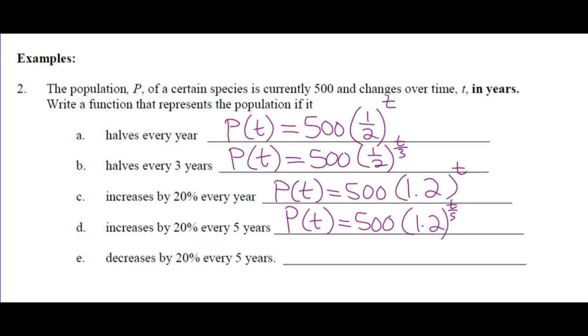Decreases by 5% every 5 years. 500. What's a 20% decrease? Minus. 0.8. So that's what's left, right? You're going to have 80% of the population left. And what's the T over 5, right? So it decreases, decay between 0 and 1. 1 minus 0.2. Always got to convert percents to decimals. 1 minus 0.2, which is 0.8 to T over 5.